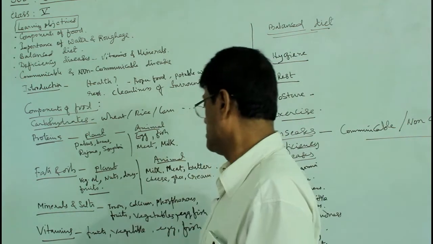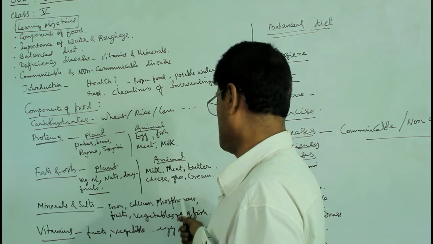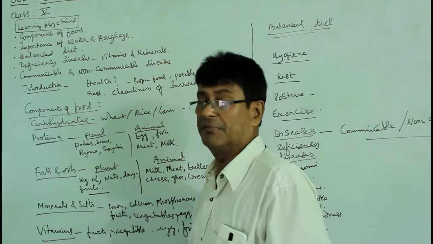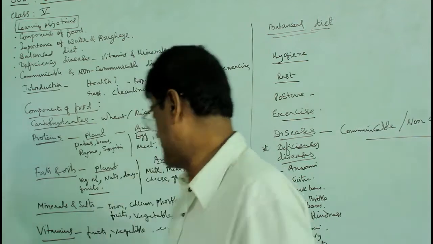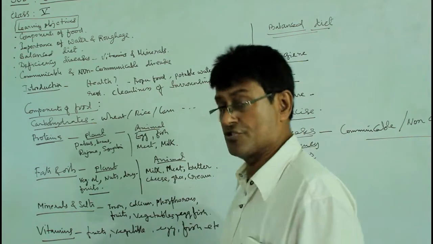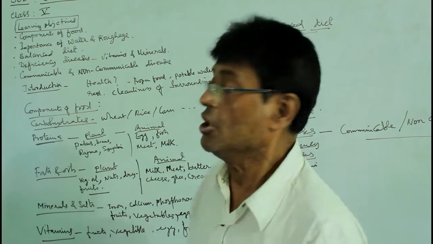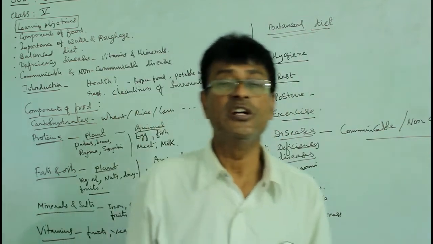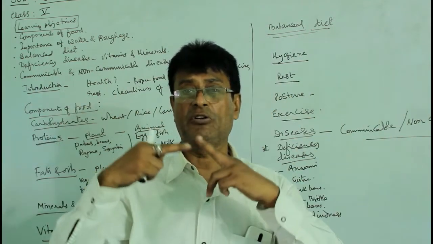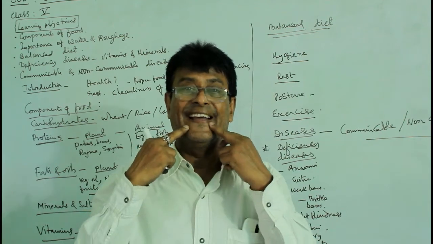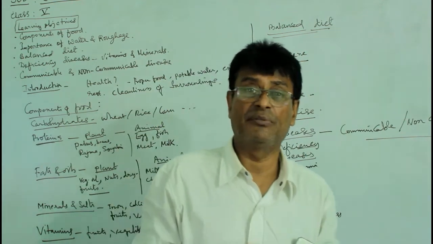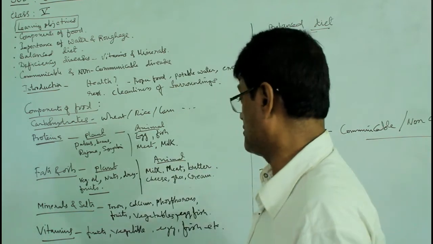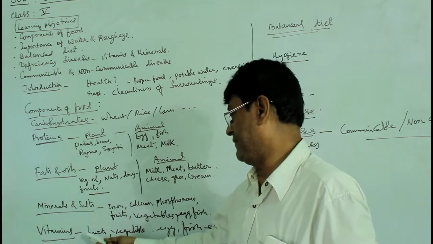Well, we have the minerals and salts. Minerals and salts are iron, calcium, phosphorus. We get them from various kinds of fruits and vegetables. We get them from egg and fish also. Minerals and salts help the body, particularly bones, teeth, and eyesight, to be strong and nice. They keep the flexibility of the body also. So they are very much required. We come to the vitamins.